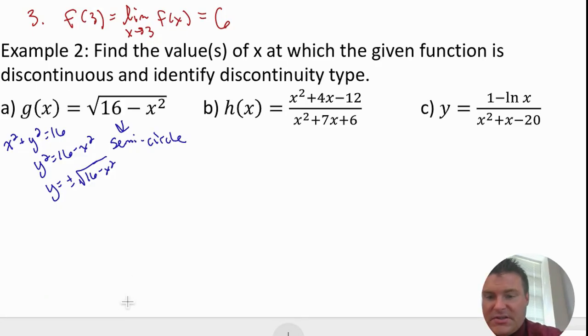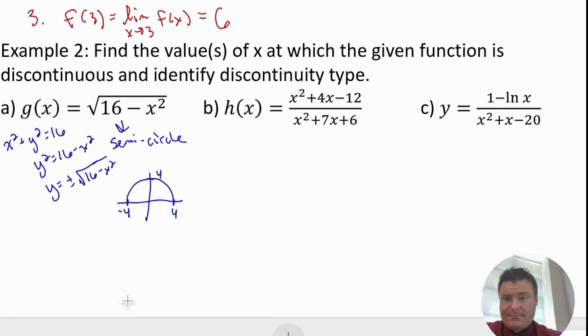So if I were to sketch this, it'd look like this. So here's 4, there's 4, and right there is negative 4. So with this function for g, this is just a semicircle, and there are no discontinuities here at all. So we are continuous everywhere, because if I were to draw this semicircle, if I don't pick up my pencil or my pen, whatever I have, it's going to be continuous.